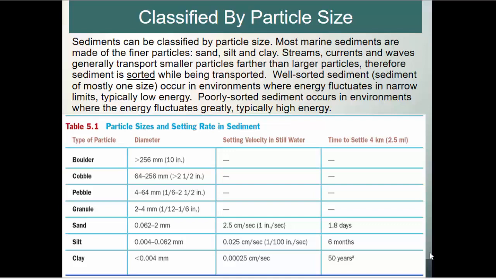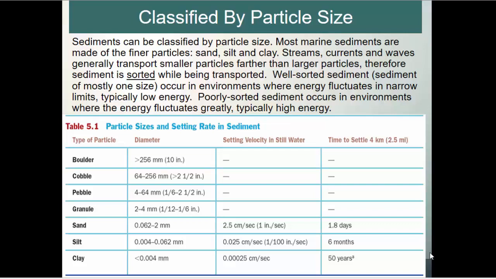So if you have a low energy environment, you're basically only going to have sediment of one size, whatever the largest size that level of energy of the environment can carry. But if you have a high energy environment like the surf zone, breaking waves and water rushing up and down the coastline or the beaches will allow for lots of different sizes, or poorly sorted sediments. So that's the difference between your well-sorted sediment in the low energy environments and your poorly sorted sediment in your high energy environments.